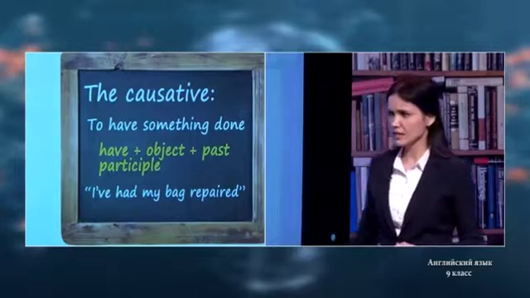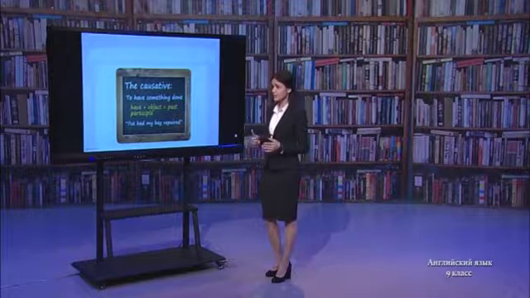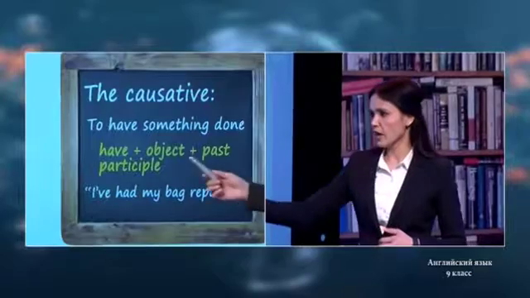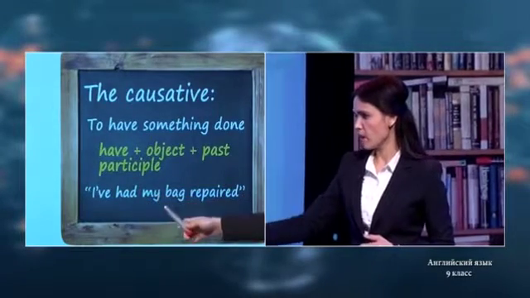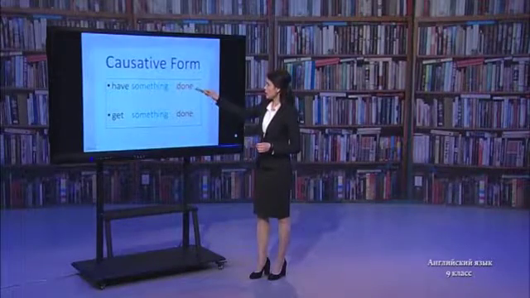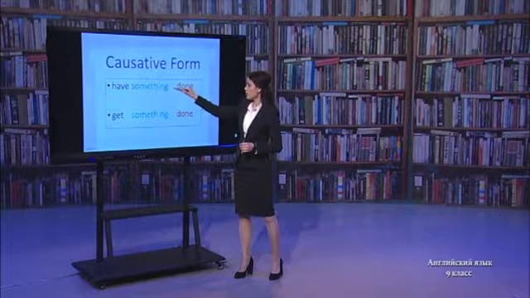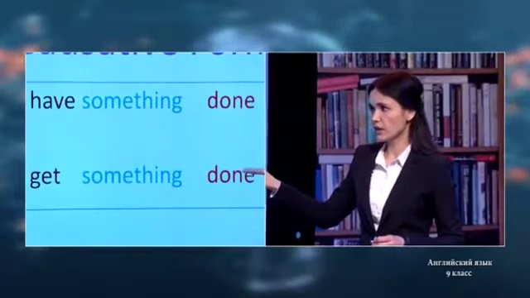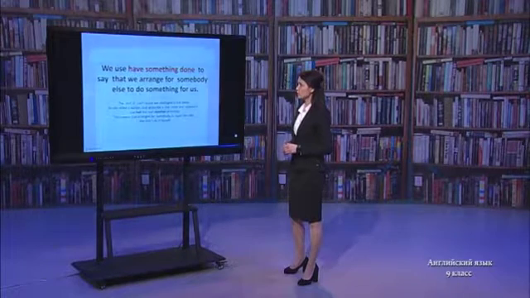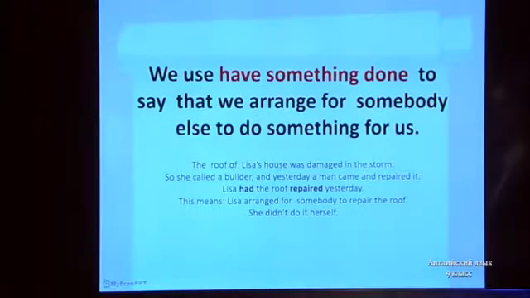In this sentence, you can see that I have had my bag repaired. That means I can't repair it myself, and I asked somebody to help me repair it. And then I use this structure, have had my bag repaired. Besides this causative form, we have another form, the same as have something done: get something done. But get something done is less formal. We use have something done to say that we arrange, meaning plan, for somebody else to do something for us.